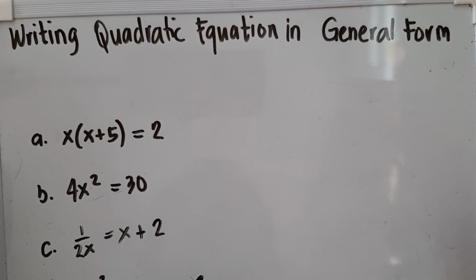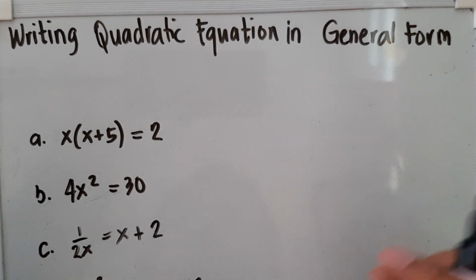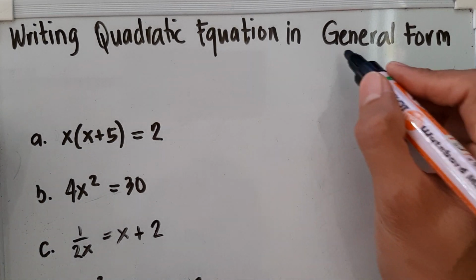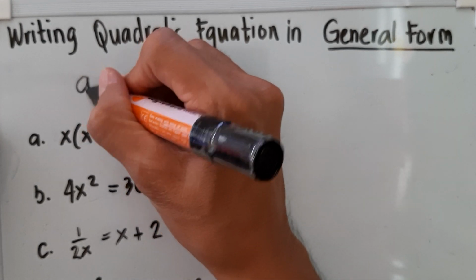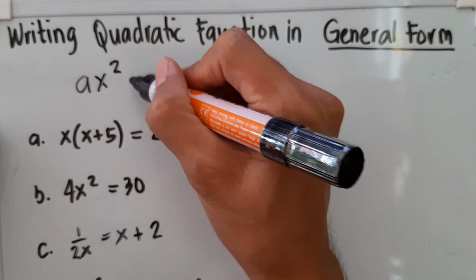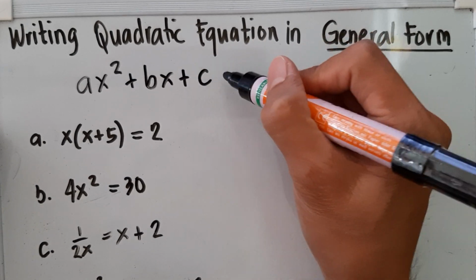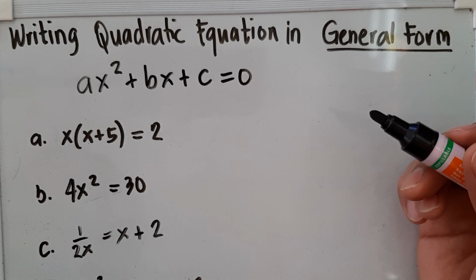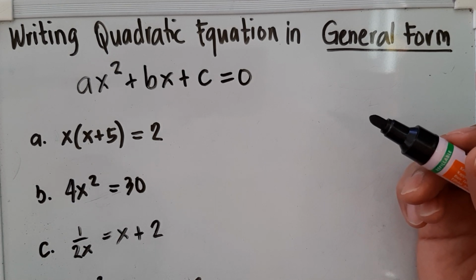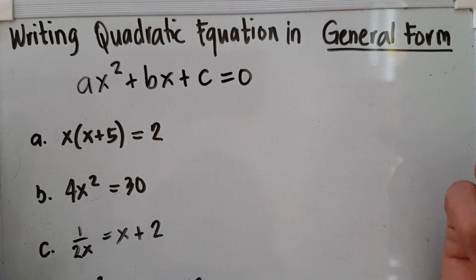Okay, so this time we're going to write a quadratic equation in general form. But please take note that the general form of a quadratic equation is ax squared plus bx plus c equals 0. So this is the general form of the quadratic equation.